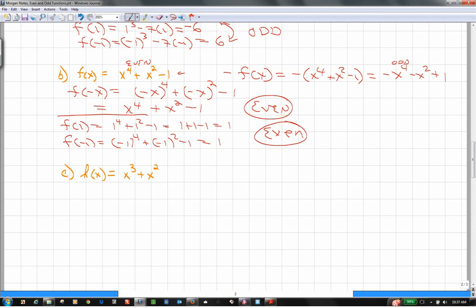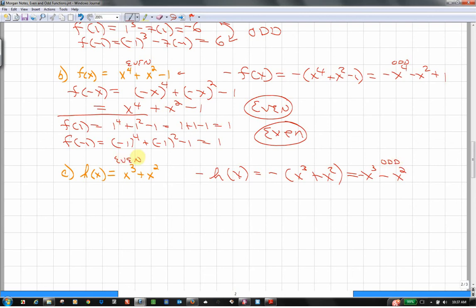Okay, let's move on to the last example. Once again, the first thing I'm going to do is see what this would look like if it was an odd function. So a negative h of x would be a negative x cubed minus x squared. That's what I would get out if it was odd. If it was even, I would get the same thing I started with.